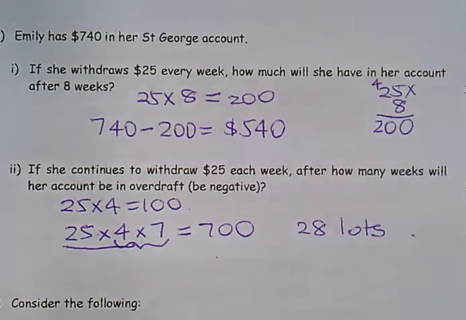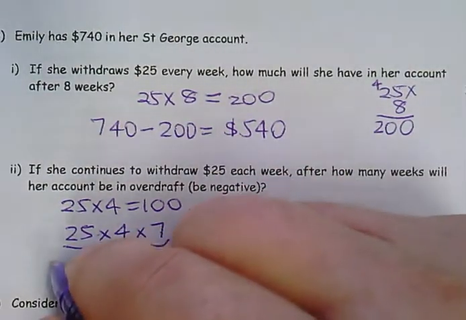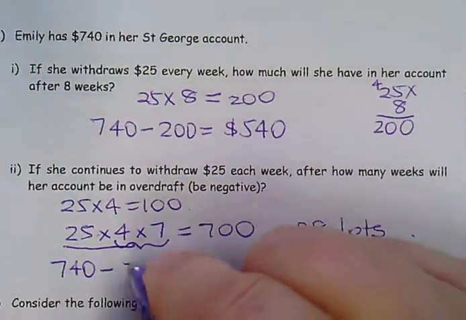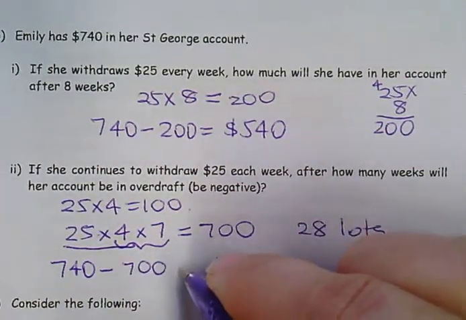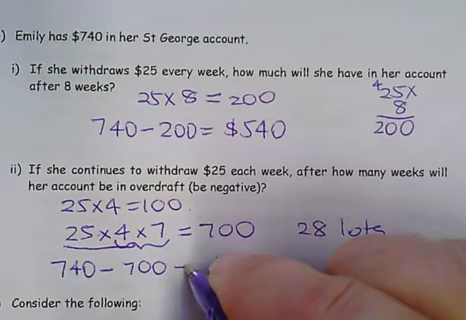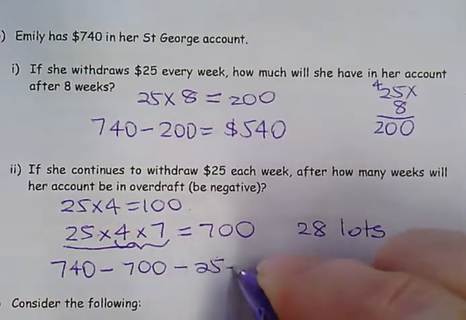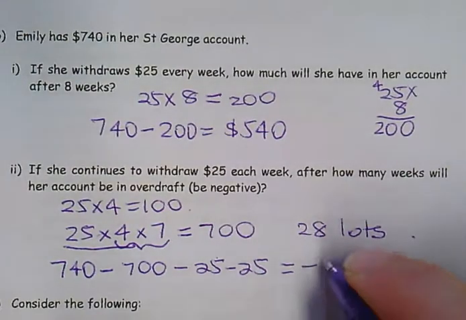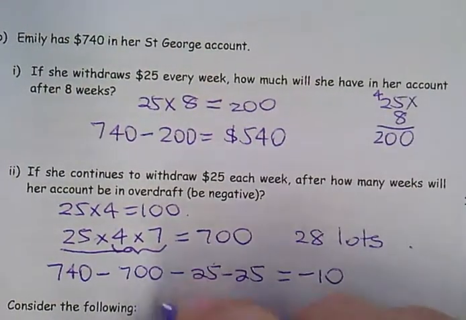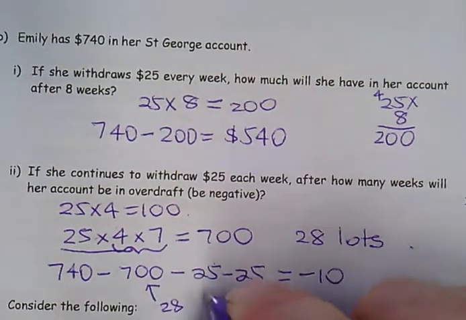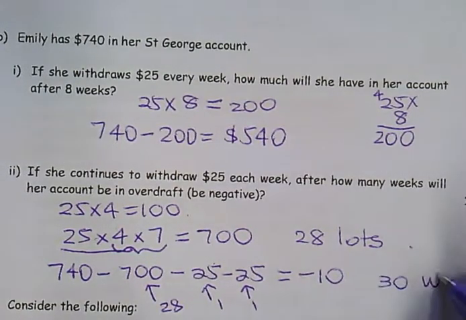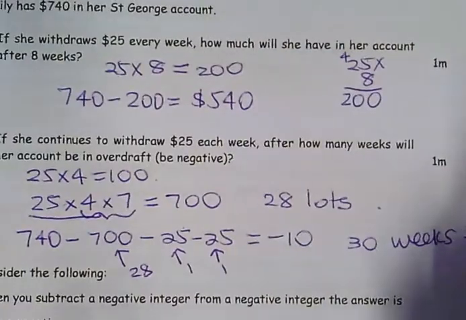I'll still need to take away another, so I've got 740. If I take away 700, that's 28 weeks. That gives me 40. But I can still take away another 25 and another 25, then I'll be in the negative. Okay? That gives me negative 10. So this was going to be 28 lots and another one and another one. Looks like 30 weeks. 30 weeks of withdrawing.